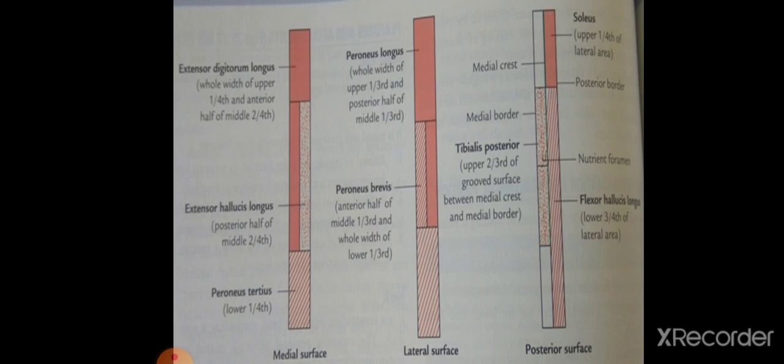So this diagram is again a schematic diagram to show you the attachments on the shaft of the fibula. If you can't remember the attachments on the bone itself, then you can draw this diagram in your exams, and you can learn this diagram for your exam. This is the schematic diagram for the attachments of the fibula. In this we have divided each surface into three parts, the upper, middle and lower parts, and again the middle part is divided into anterior half and posterior half. In this manner you can learn the attachments of the fibula.